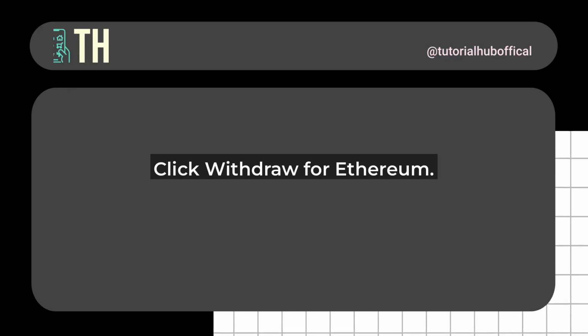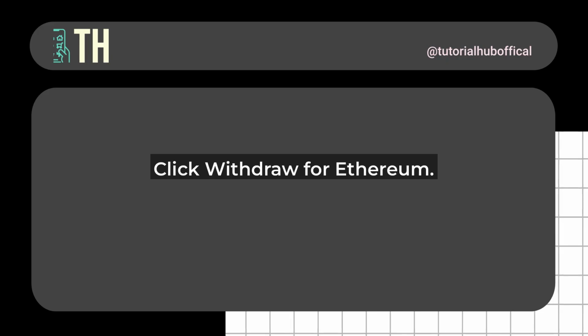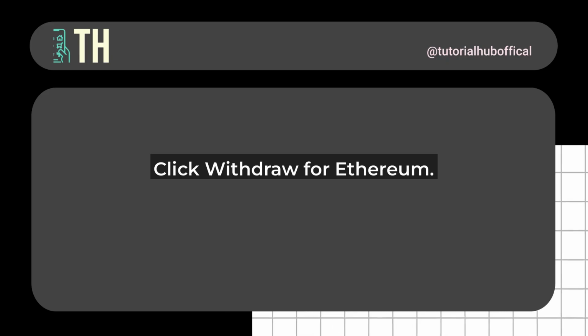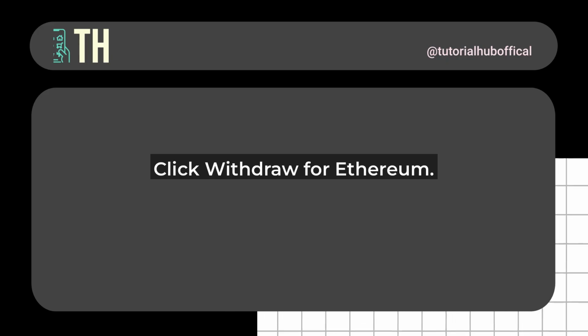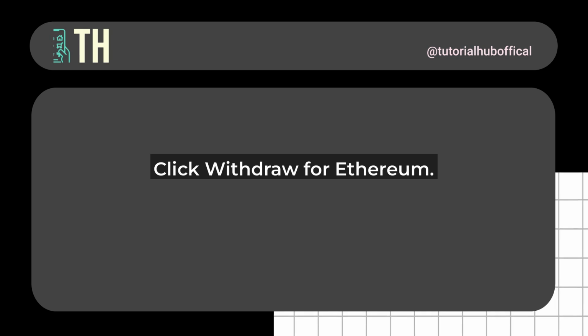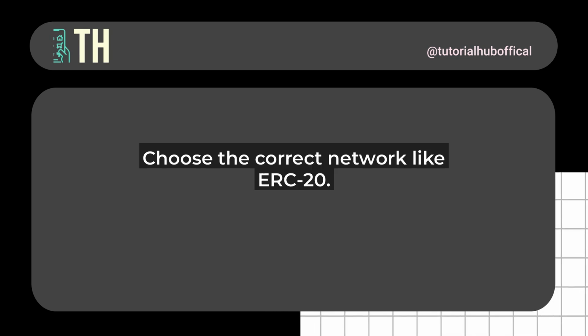Step 3. Click the Withdraw button next to Ethereum. You'll see a form pop up. Double-check that you're using the correct network, like ERC20, to avoid any issues.